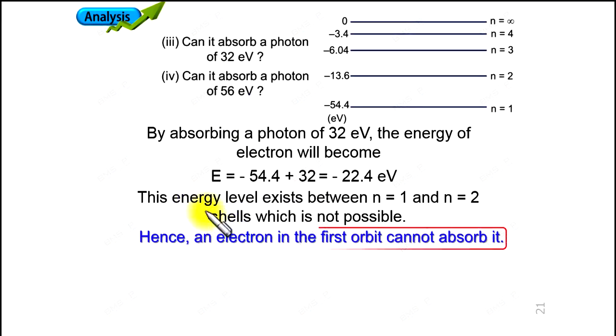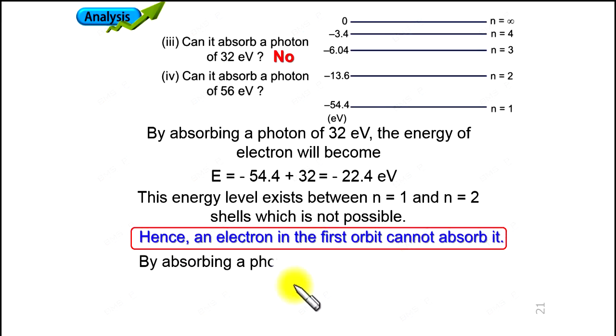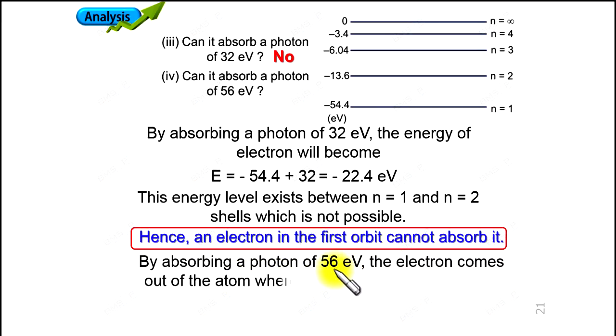So, this was the answer for the fourth part, and the third part we have discussed. The answer there is no, and the fourth part answer is yes. By absorbing a photon of this energy, the electron moves out of the atom, because after this state energy is not quantized. That means the remaining energy will be available to the electron as kinetic energy.